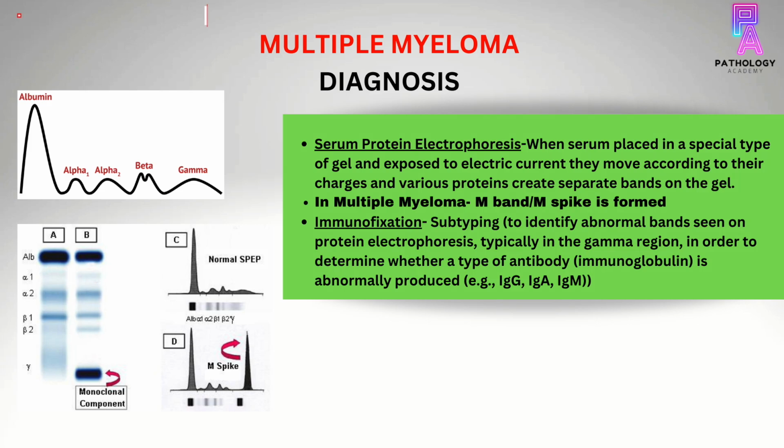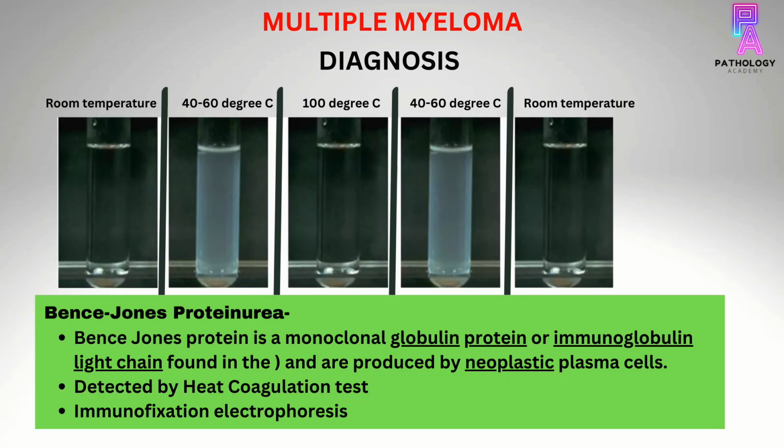Immunofixation is done for the subtyping of the type of antibody abnormally produced in cases of multiple myeloma: IgG, IgA, IgM, which one? Bence Jones proteinuria is commonly observed in cases of multiple myeloma. It is seen in around 50 to 60% of multiple myeloma patients. Bence Jones protein is a monoclonal globulin protein or immunoglobulin light chain found in and produced by the neoplastic plasma cells in patients with multiple myeloma.